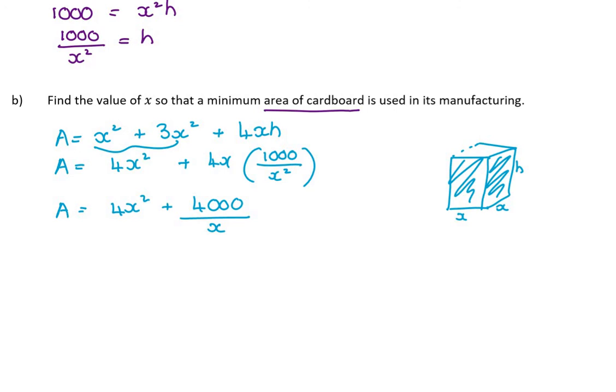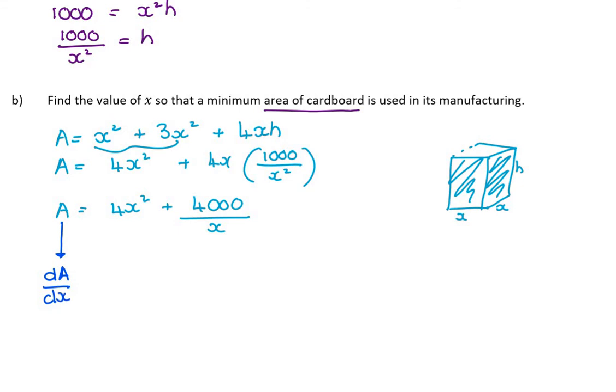Now this is a classic example of I have no idea what this function looks like. It's a parabola plus a hyperbola. It's completely weird. I have no idea. But I don't have to know. All I have to know is that this will minimize at a stationary point. So I need to find my derivative with respect to x, and then I can set it equal to 0.